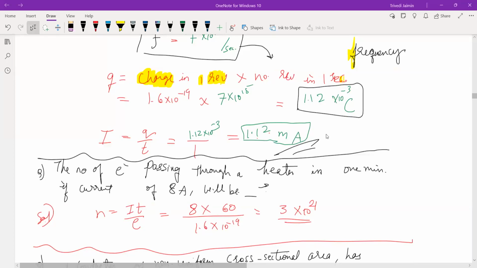Okay, what is the question here? We need to find the total number of electrons. It is mentioned here: how many electrons pass through a heater in 1 minute if the current is 8 ampere. So simple: Q equals n e, and I equals Q by T. So mix all this, substitute here and finish it.